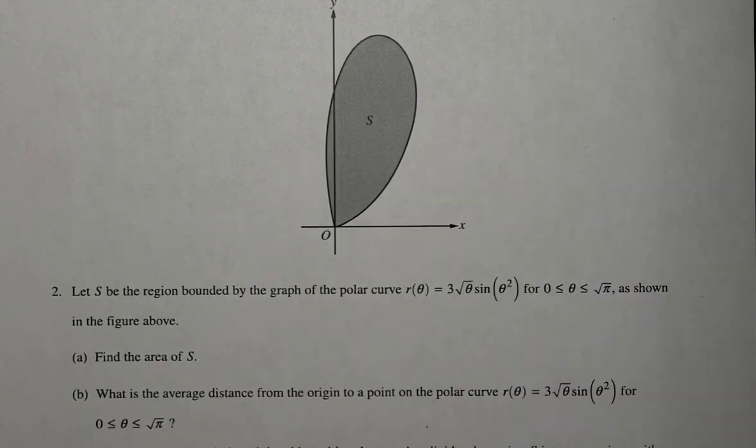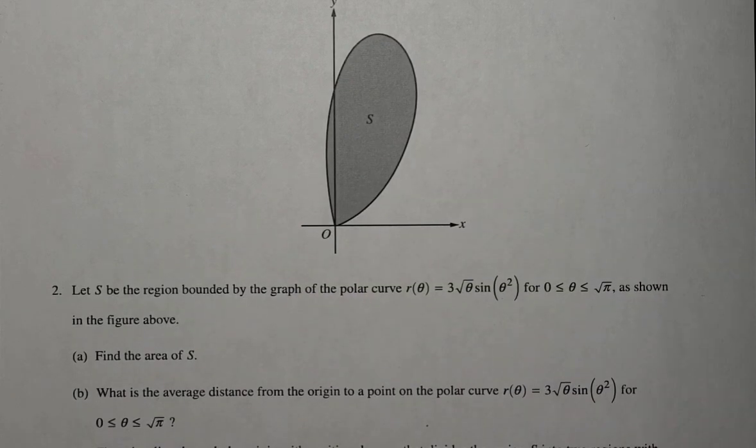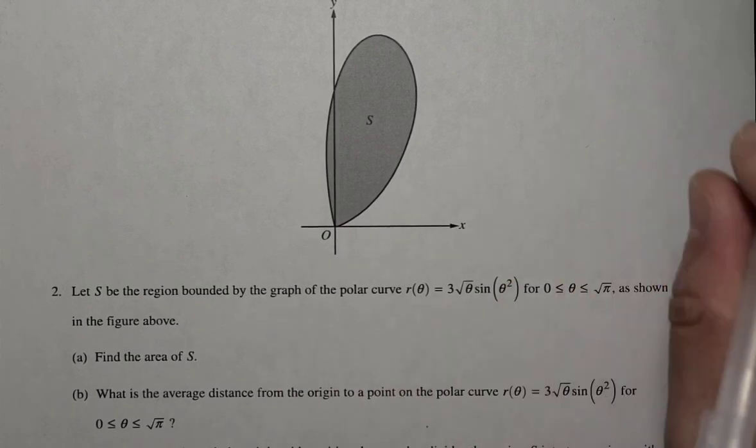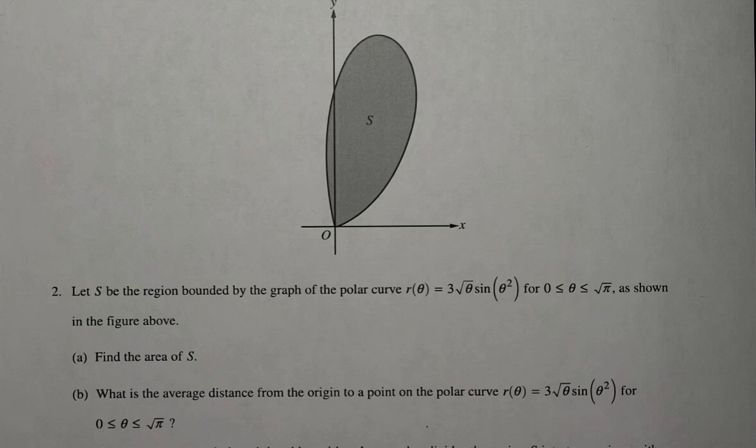Part B: what is the average distance from the origin to a point on the polar curve for theta between 0 and square root pi? How do we interpret average distance from the origin? Did we learn anything about that? Not explicitly, but remember r is the distance from the origin, how much radially outward you go. So this is just asking for the average value of r on this interval.